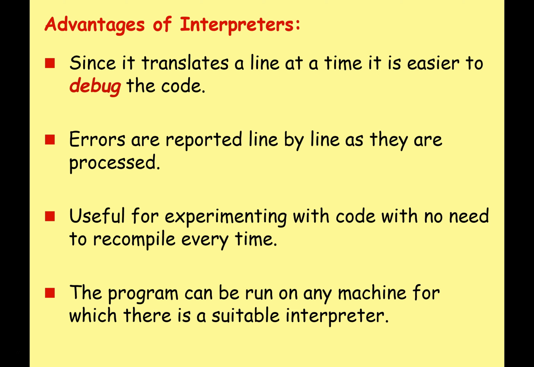Since it translates a line at a time, it is easier to debug the code, find and fix errors. That's because errors are reported line by line as they're processed. Interpreters are also useful for experimenting with code because you don't need to recompile the whole program every time you want to make a change or experiment or run it.